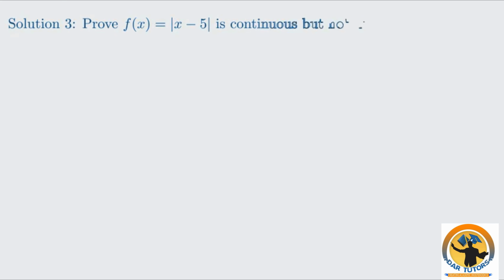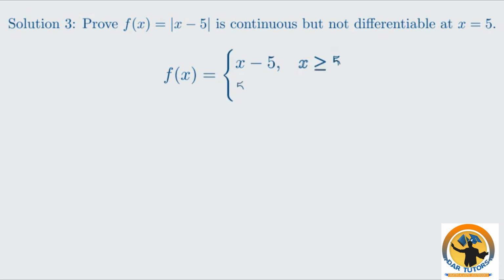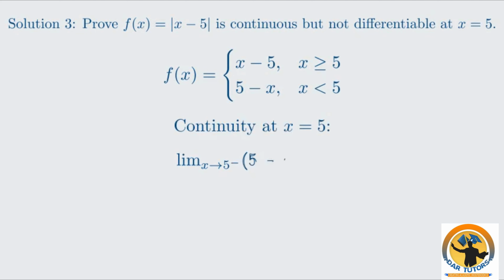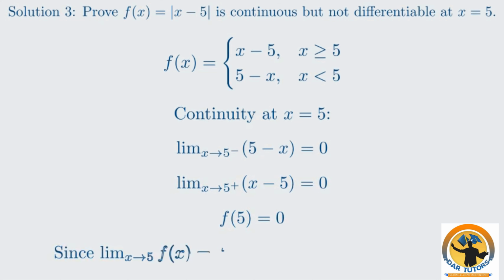Let's move on to question 3. We need to prove that the absolute value of x minus 5 is continuous but not differentiable at x equals 5. First, let's write the function as a piecewise function. For continuity, the left-hand limit is the limit of 5 minus x, which is 0. The right-hand limit is the limit of x minus 5, which is also 0. The function's value at 5 is 0. Since all three are equal, the function is continuous at x equals 5.